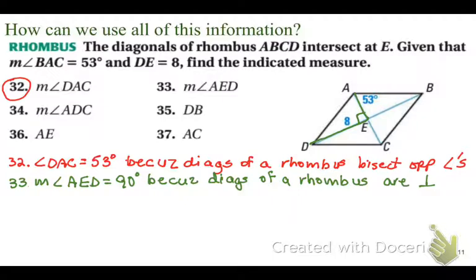I'm going to change colors. Let's do number 34. We're looking for the measure of angle ADC. I'm going to erase the green stuff. So now we're looking at ADC. We know from the work we did in 32 that DAC is equal to 53, so we know this is equal to 53 degrees. So this whole angle has got to be 53 plus 53. 3 and 3 is 6. It's got to be 106 degrees.